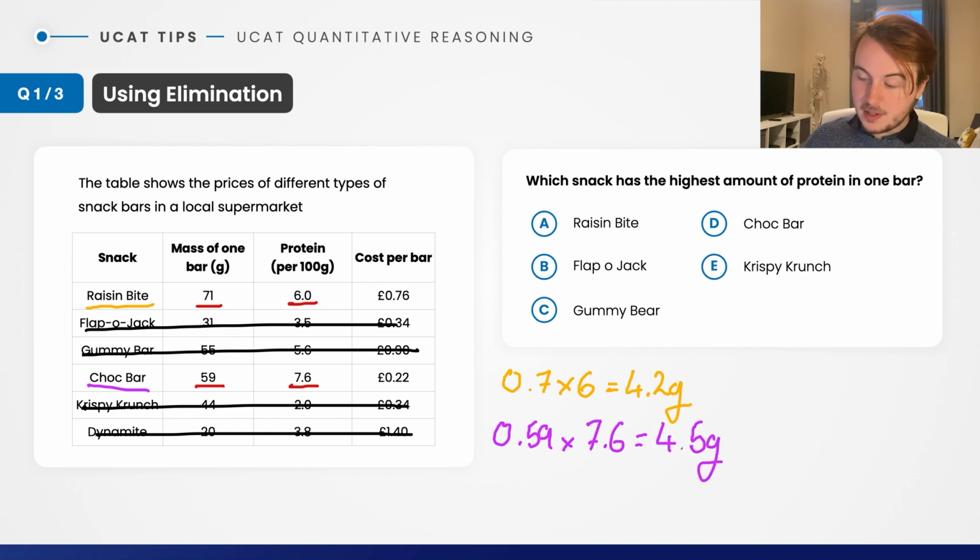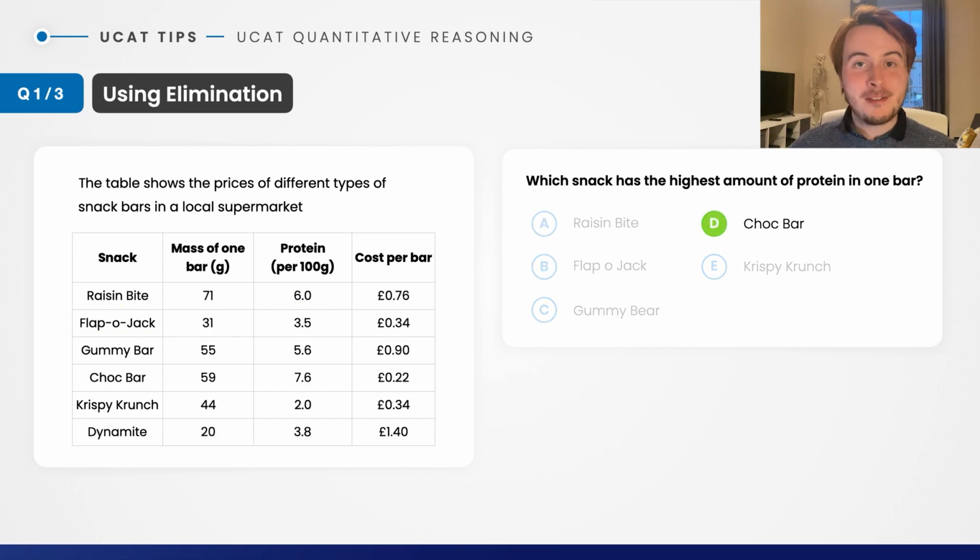Awesome, which means the answer for this one is in fact chalk bar. So if you did work out that the answer option is D here, very well done. Take a moment to think about how you went about that, and if you used any of those concepts of elimination that we touched on there.